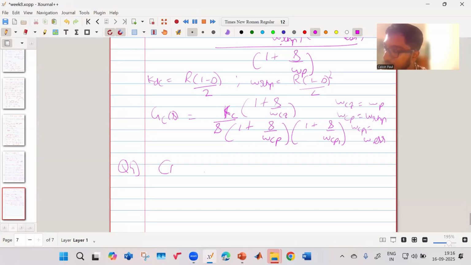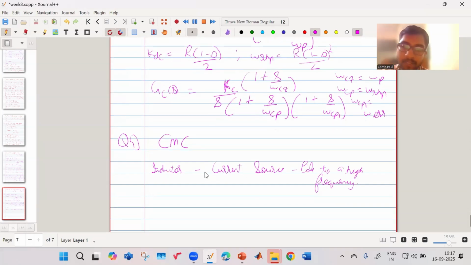So one is current mode control. Your inductor is behaving as a controlled current source. That is the way we want it to behave. So that will push the inductor pole to a very high frequency, right? Now, since it is current mode control, the approximate transfer function is first order. So it is easier for you to design the controller for it.